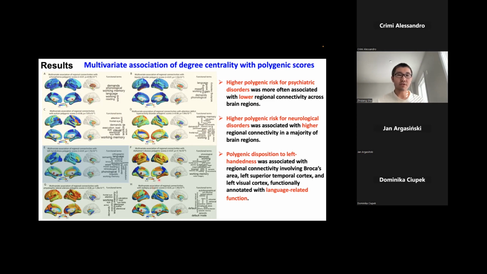And for the neurological disorders, we found that the negative loadings were widely distributed across the brain regions, suggesting the higher population risk for neurological disorders was associated with higher regional connectivity in the majority of brain regions. And for handedness, we found some regions were associated with language-related functions, such as Broca area, superior temporal cortex, and visual cortex.